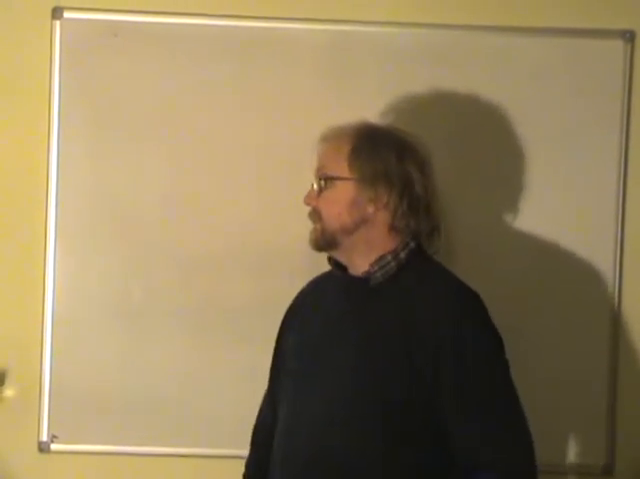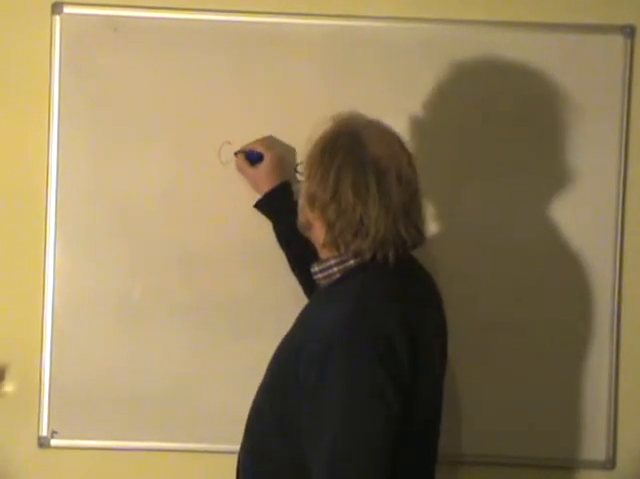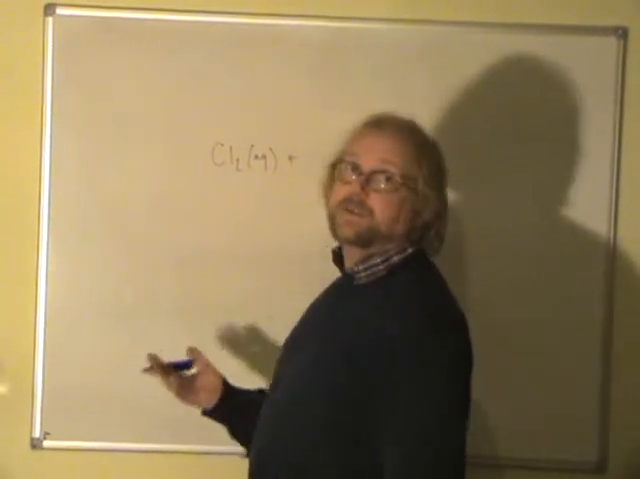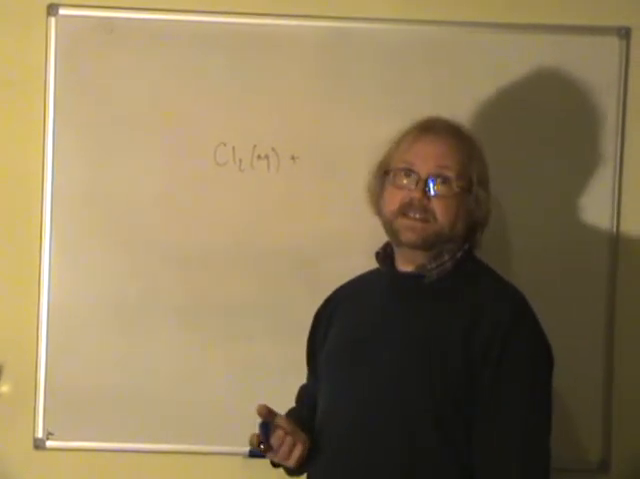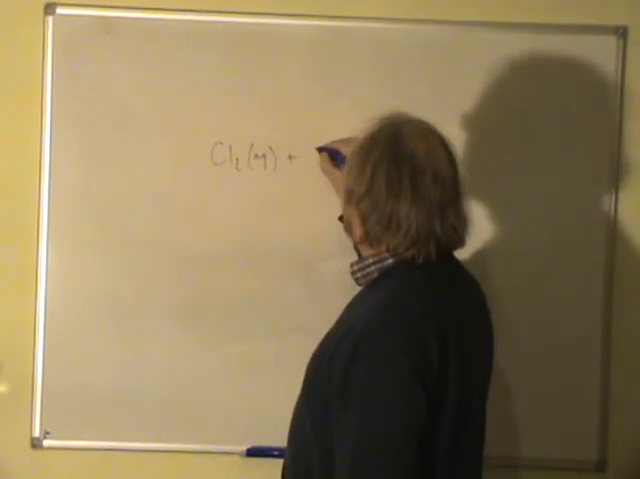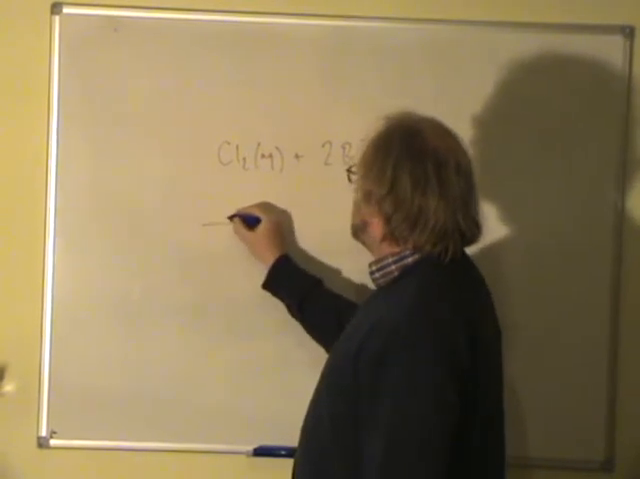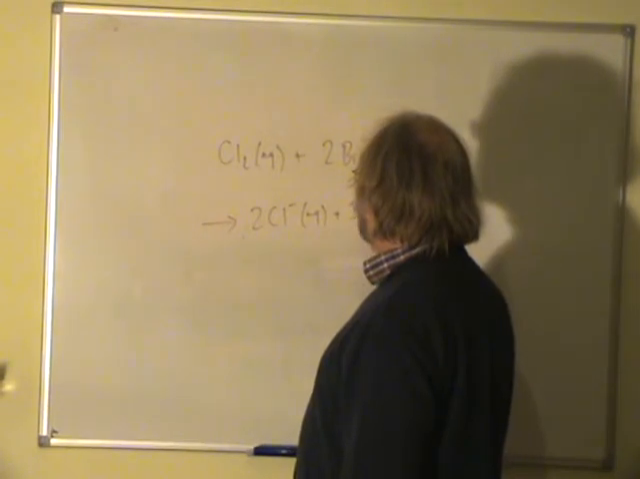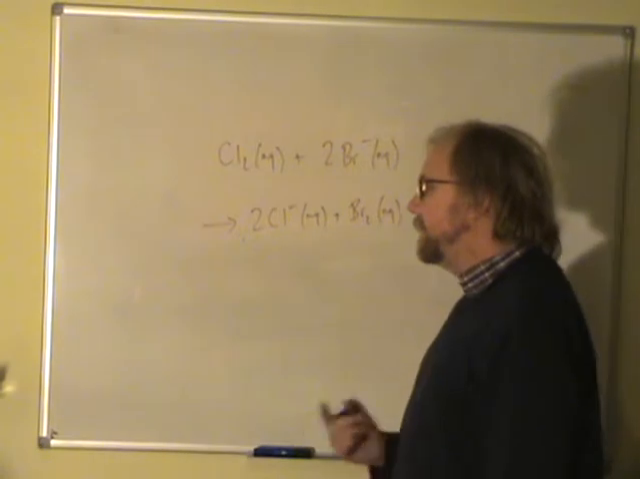So the equation we had was Cl2 aqueous. You don't actually have to put the state symbols in here, but since they've put them in the experimental details, it's a good idea to include them. So Cl2 reacts with 2 Br minus to give you 2 Cl minus plus Br2. And that's the ionic equation for experiment 2.